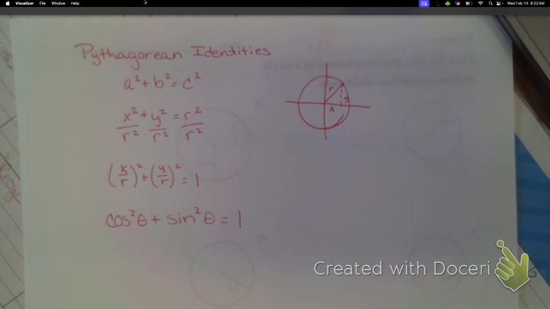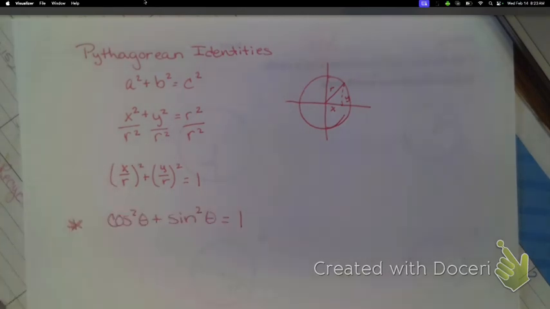So we just made the first Pythagorean identity. Cosine squared plus sine squared equals 1. Can I say sine squared plus cosine squared equals 1? Why not? It's addition. Can I move it around any way I want? Yeah. So it's addition. I can move it around any way I want.